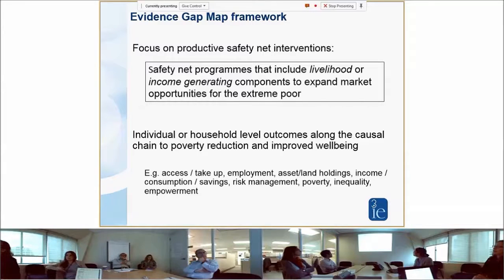The evidence gap map of productive safety nets focuses on safety net programs that include either a livelihood or an income generating component, with the idea of helping people sustainably escape poverty. And the key outcomes that the evidence gap map looks at are individual and household level outcomes along the causal chain that are related to reducing poverty and improving general well-being.